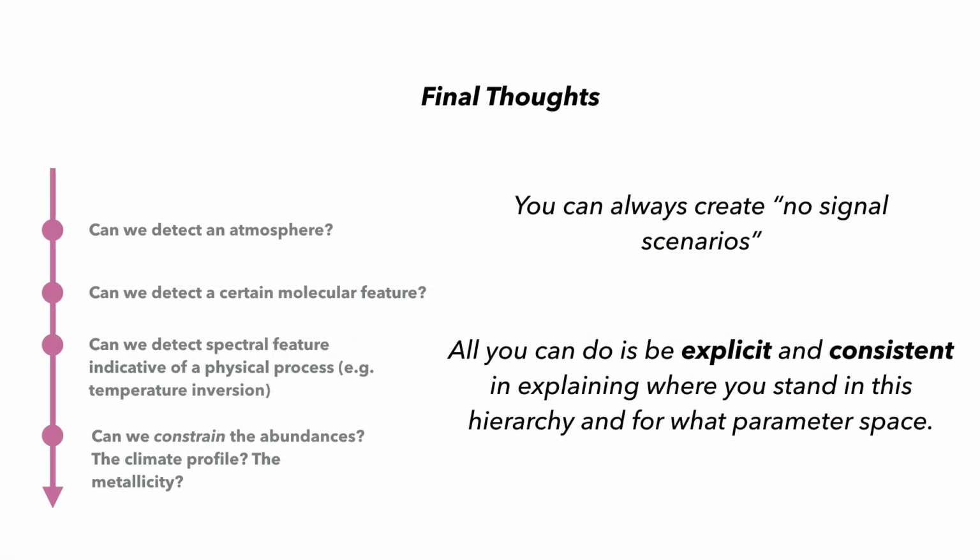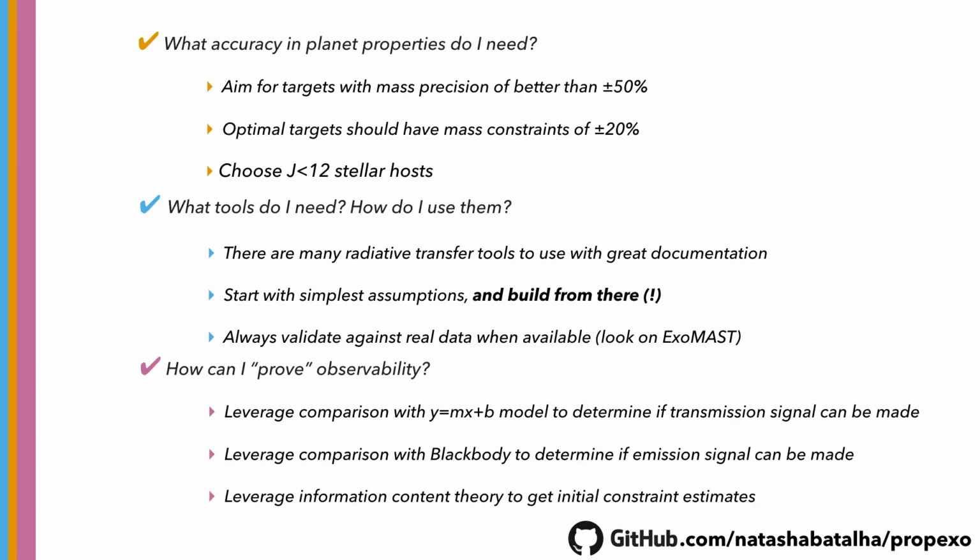My final thought is that after all this analysis, you can always create what I'm calling no signal scenarios. You can always push that cloud deck higher or crank up that metallicity. The important thing is to be explicit and consistent in explaining where you stand in this hierarchy and in what parameter space. And with that, we've covered what accuracy and planet properties we need, what tools exist and how we use them, and ultimately how we can prove observability to write transiting atmosphere proposals.